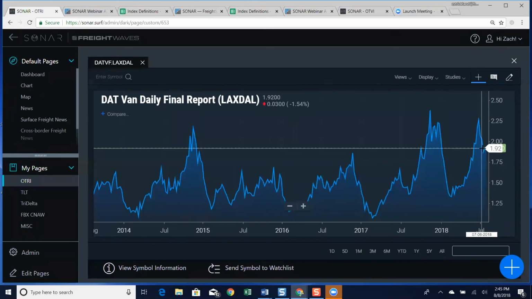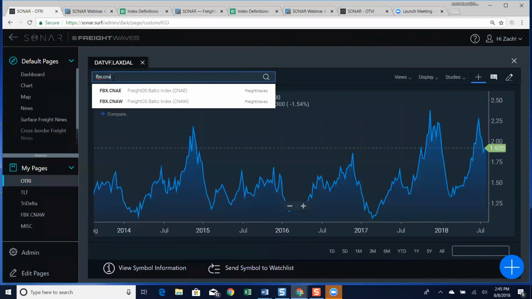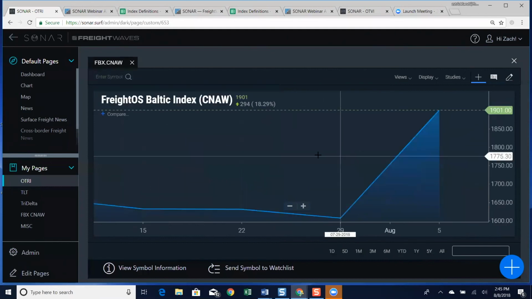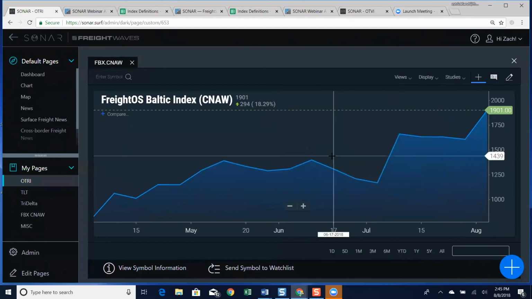So Zach, in talking about the fear of tariffs and such, why don't we look at the Freightos Baltic Index and see what's happening with the 40-foot containers out of China? Yeah. So for those of you who are not familiar and maybe are just tuning into this webinar for the first time, we have the Freightos Baltic Index available in the SONAR platform. And that is the average price per 40-foot container on the spot market from China to the North America West Coast in this instance here.